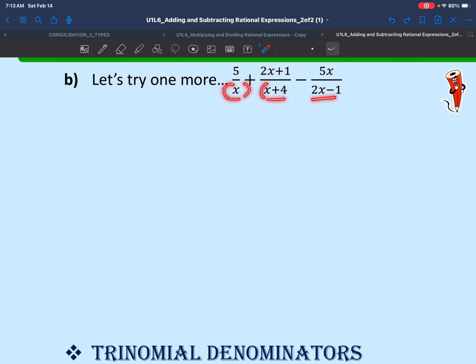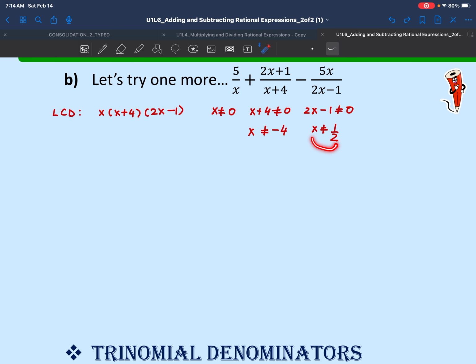Now, since we're at it, again, we're going to state the restrictions. We're going to say x cannot equal 0 because it is a factor, and multiplication by 0 will make the entire denominator 0. Also, x plus 4 has to be different than 0, which means x has to be different than negative 4, and 2x minus 1 different than 0, which means x has to be different than 1/2. So our restrictions are x different than 0, different than negative 4, and different than 1/2.